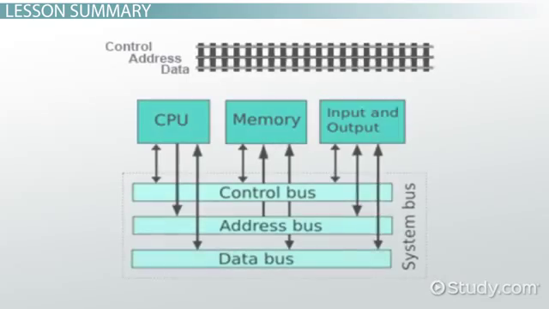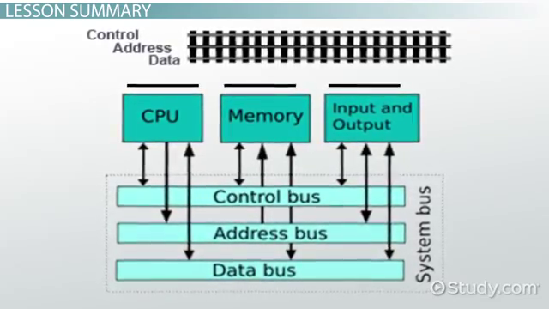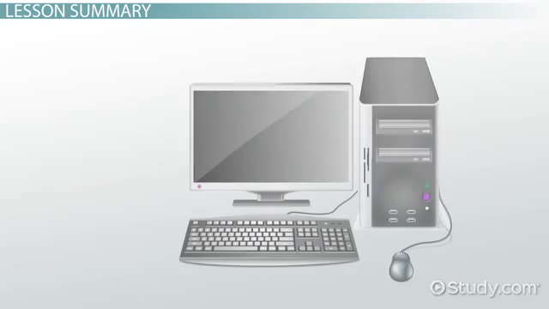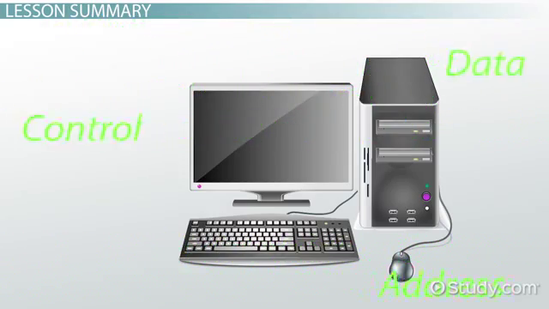The system bus connects the CPU, memory, and the input-output devices. It carries data, address, and control information. The speed of the system bus is an important part of the performance of a computer system, just like the speed of the CPU and the size of the memory.